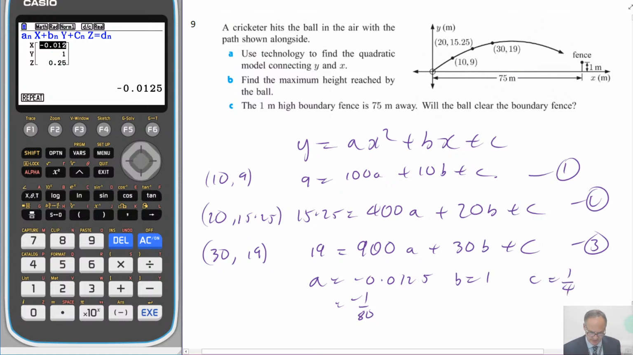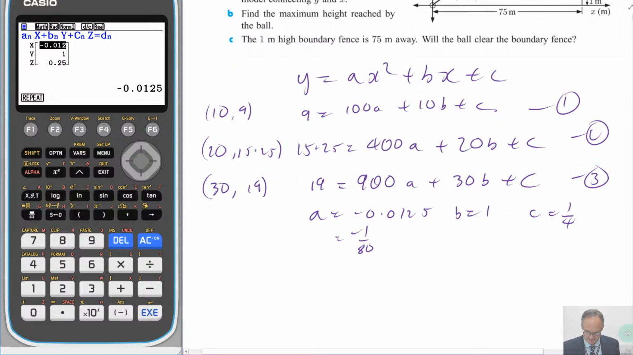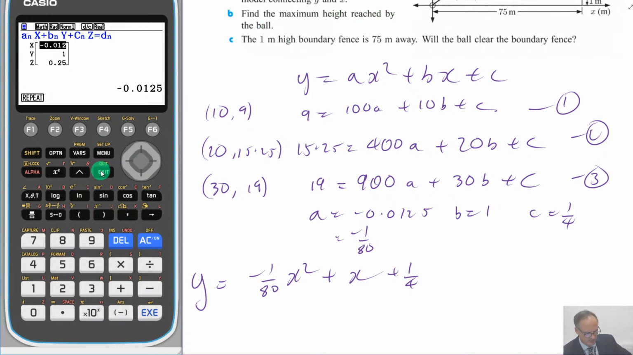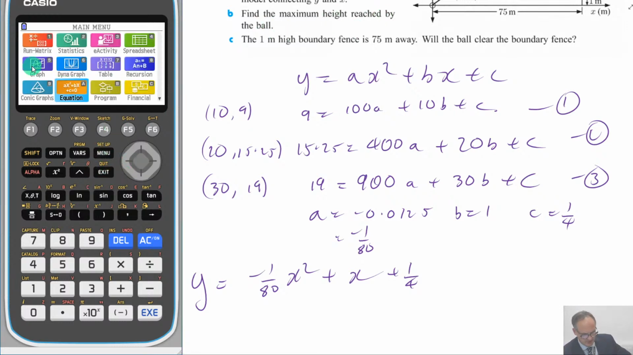So our equation is going to be minus 1 over 80 x squared plus the b, which is x, 1 lot of x, plus c, which is a quarter, and that is equal to y. And now we can find the maximum height reached by the ball by putting it into our graph.